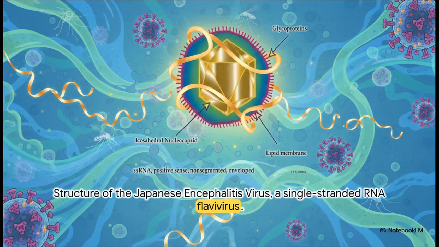Let's take a closer look at the virus's structure. You're looking at JEV, which is a flavivirus. Now what that means is it's an enveloped virus. If you were to peek inside that envelope, you'd find its genetic blueprint, a single-stranded positive-sense RNA genome. This is all neatly packaged inside what's called an icosahedral nucleocapsid. See those things sticking out on the surface? Those are glycoproteins, and they're absolutely key for how the virus latches onto and gets inside our cells.